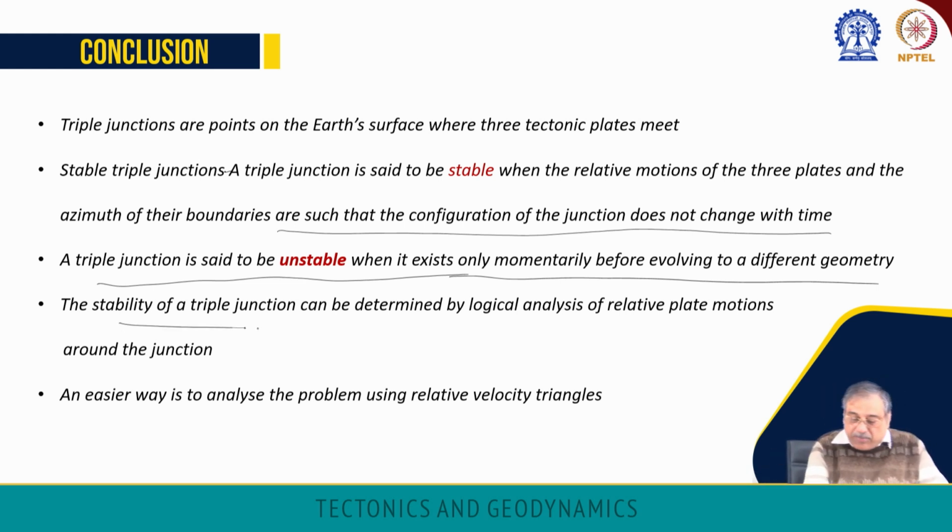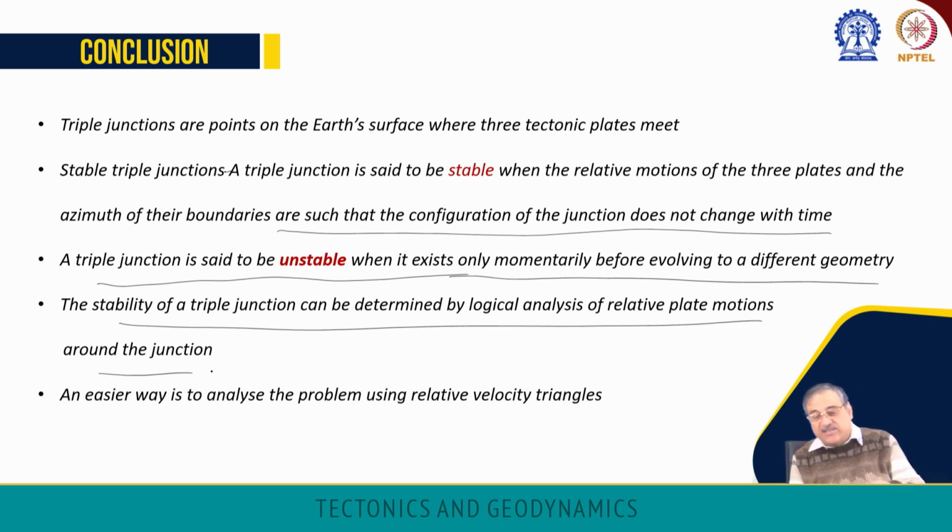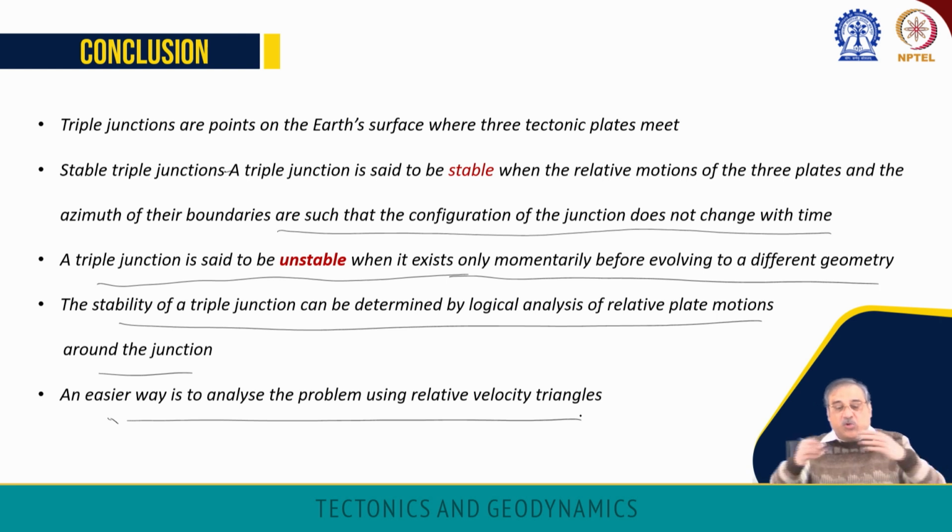Now, the stability of a triple junction, you can actually determine this by logical analysis of the relative plate motions that we actually did in this class. But there is an easier way in which we can analyze this problem using relative velocity triangles. So when we look at triple junctions in the next class, that is what we will do. We will try to examine what kind of principles we can use to find out the orientations or to evaluate the stability of triple junctions.